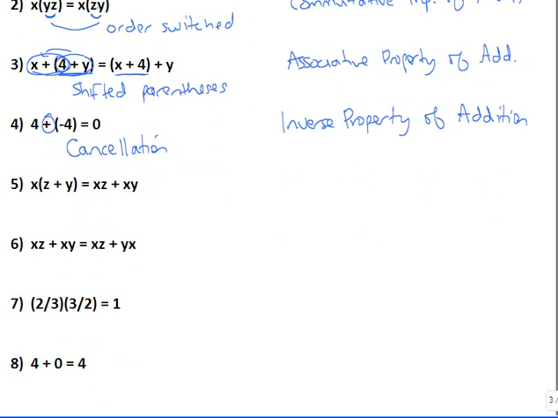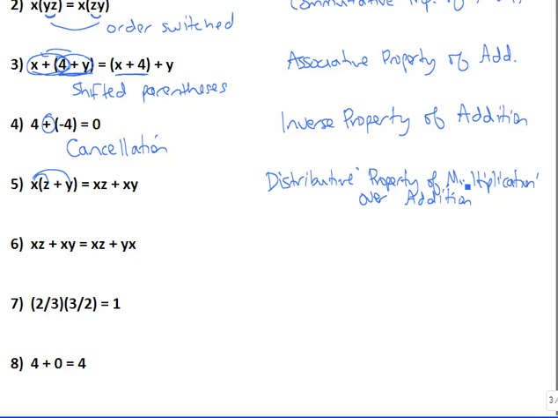Okay, example 5. We have x(z plus y) becomes xz plus xy. So that x got multiplied across to the z and the y. We distributed it across. So that is exactly the distributive property. And if you wanted to be a little bit more careful about your answer, you could say it's the distributive property of multiplication over addition. Usually instructors will let you get away with just calling it the distributive property, but its official name is the distributive property of multiplication over addition.